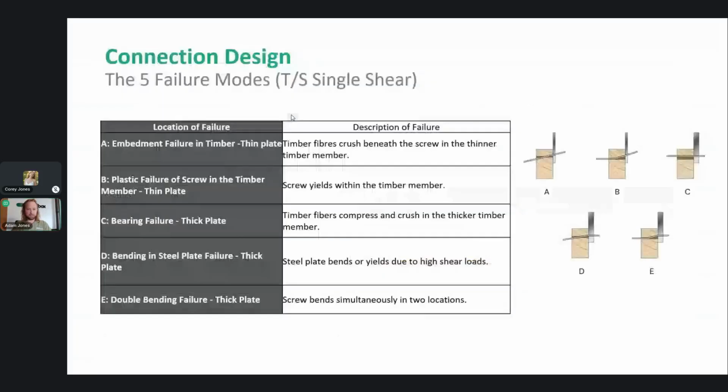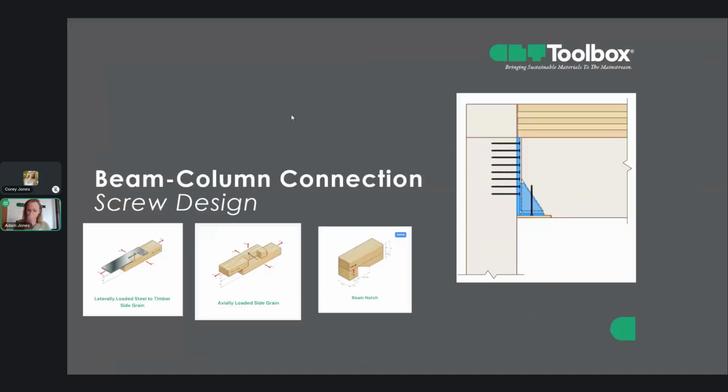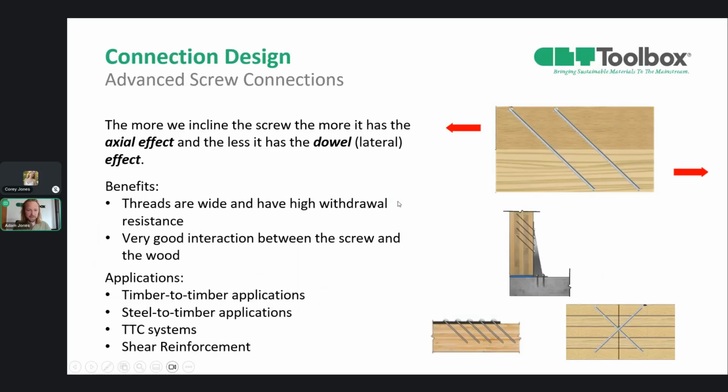So that's the steel to timber module. That's the alternative we had there for the steel beam to CLT floor. Next, we're going to go a little bit further into advanced connection design. We're going to use our individual screw modules to design a bespoke beam column connection design. So some theory on this before we get into it.